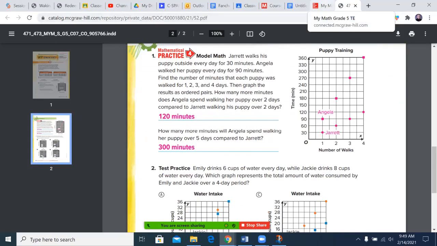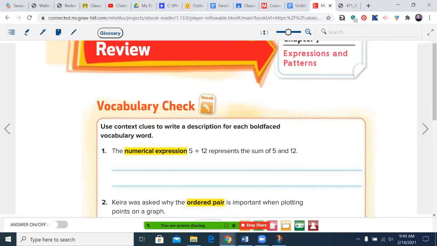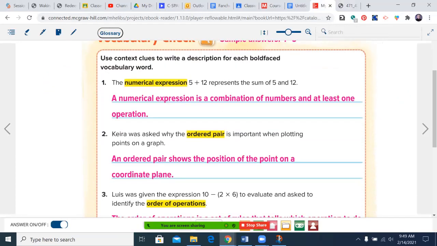Now let's go ahead and look at the review. And let's start with the vocabulary. I'm going to turn the answer key on, as I know how much you enjoy my penmanship with this annotation tool. A numerical expression is a combination of numbers and at least one operation, like 5 plus 12, 27 minus 3, a billion divided by 10.